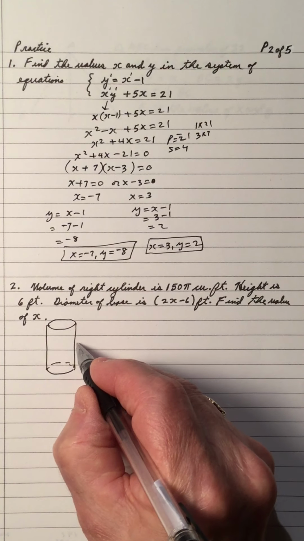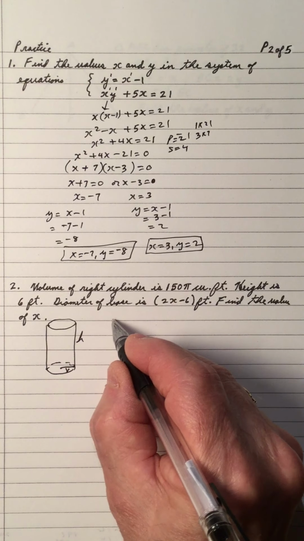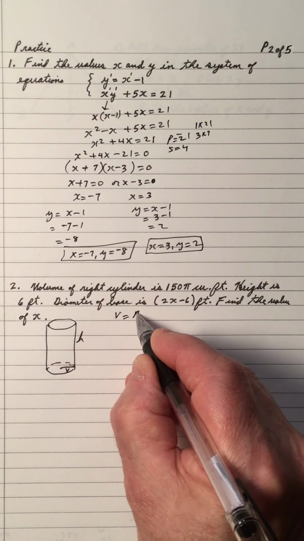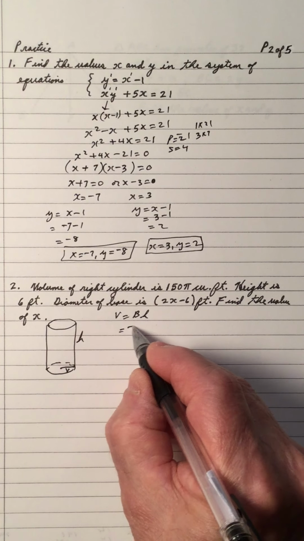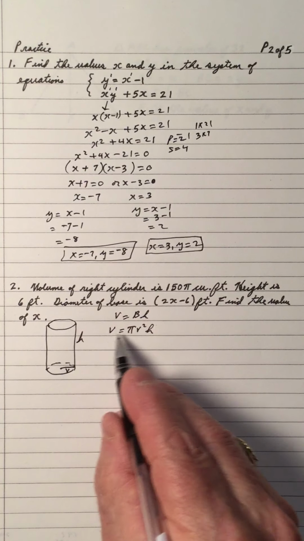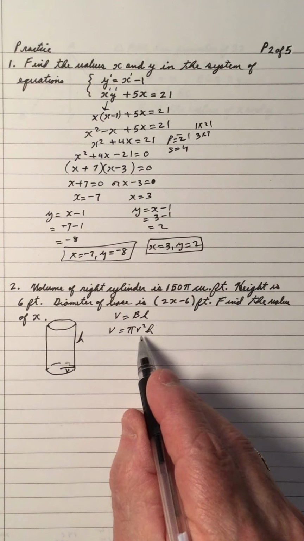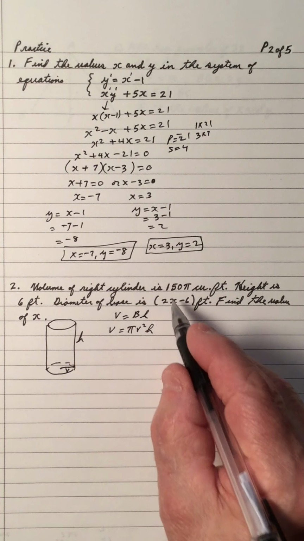And the right cylinder has a height, and it has a radius on the bottom, or diameter. The volume of a right cylinder is base area times height. The bottom of a cylinder is a circle, so the formula for the volume of a cylinder is pi r squared h.